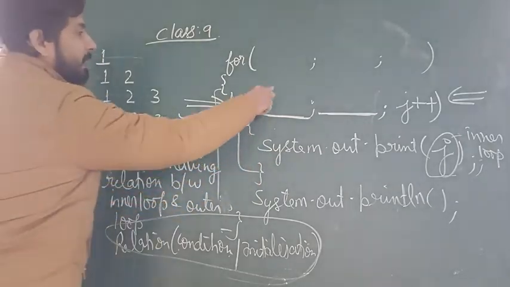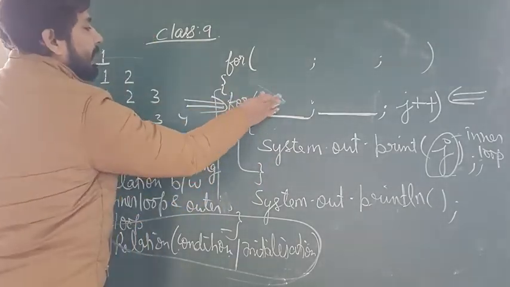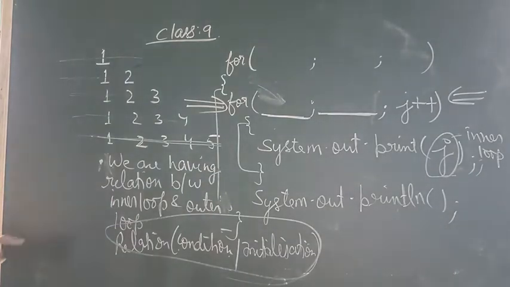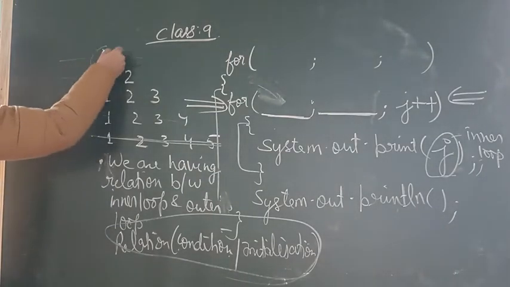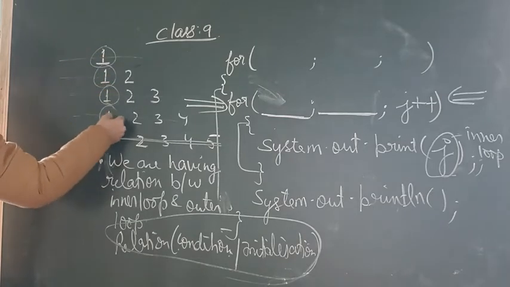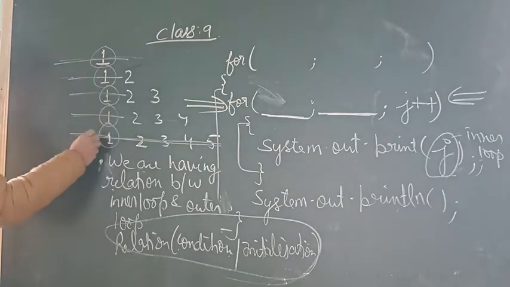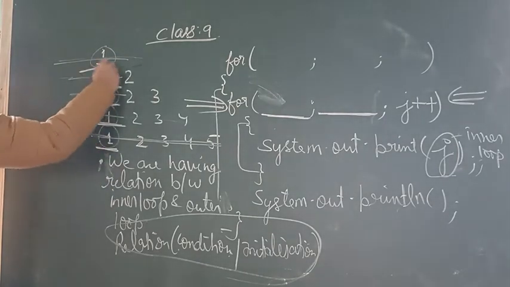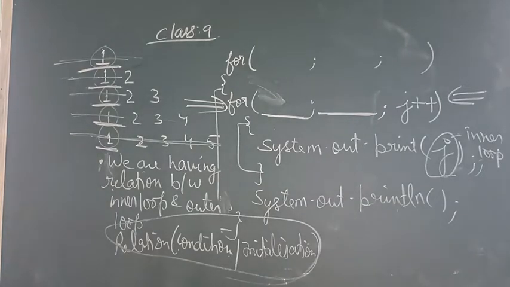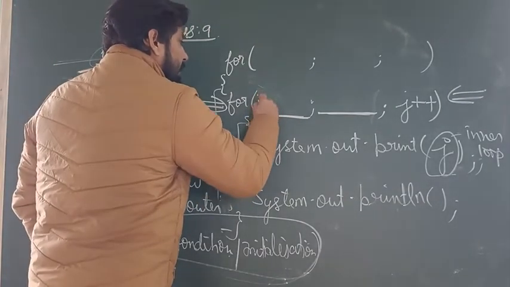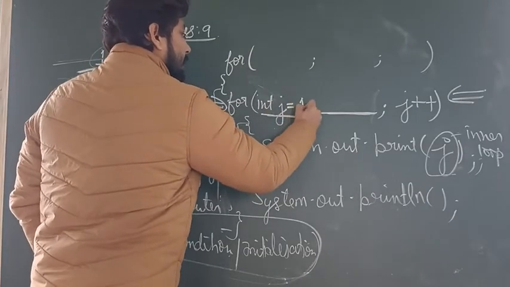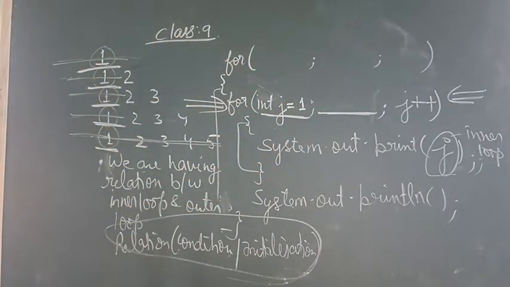So next we will fill our initialization. How will our initialization be filled? Now check. The first value that gets printed is called the initialization, because initialization is the first value of the loop. So here the first value for every line is 1. You can see the first value is 1, 1, 1, 1, 1. So your initialization will also start with 1. So int j equals 1. Clear?